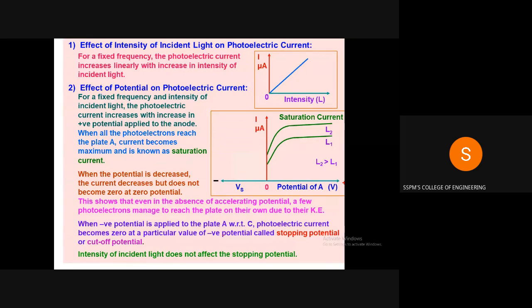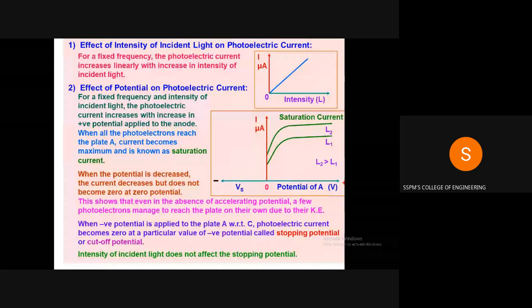And third point, that is stopping potential. Okay, stopping potential.